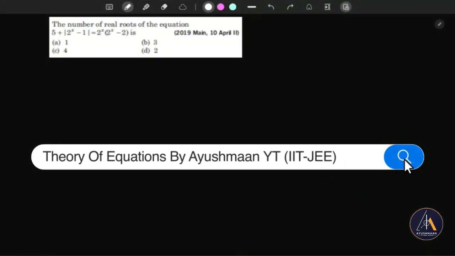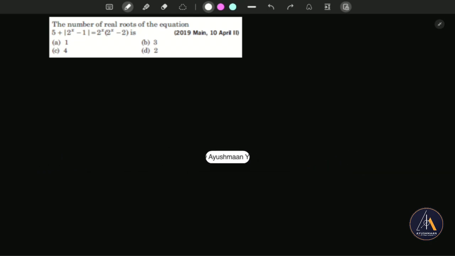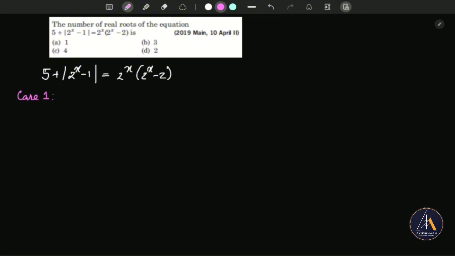The number of real roots of the equation 5 plus modulus of 2 to the power x minus 1 equals 2x minus 2. So what we are given is 5 plus modulus of 2 to the power x minus 1 equals 2x minus 2. So I can see that modulus of 2x minus 1 is given.